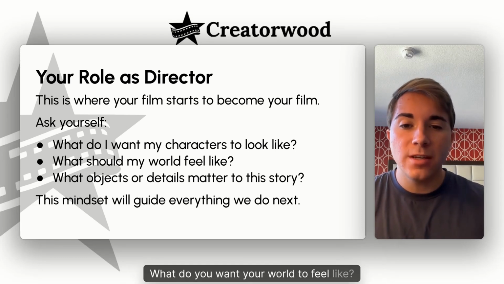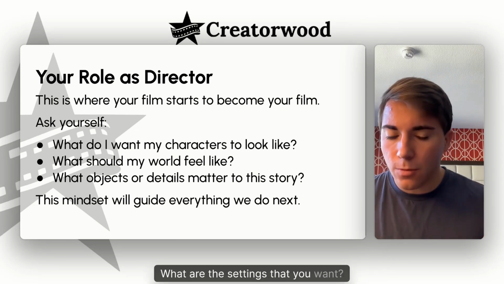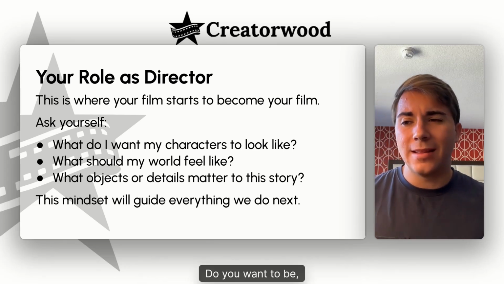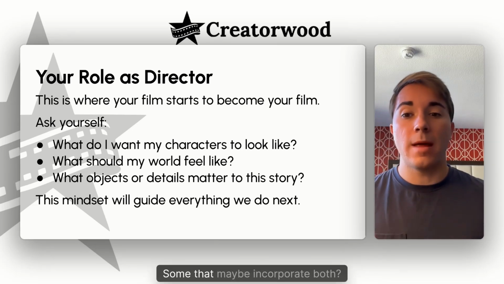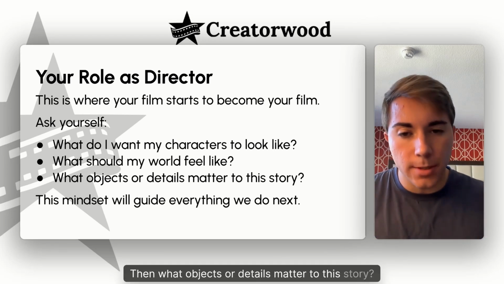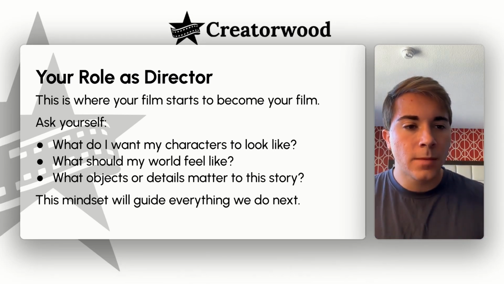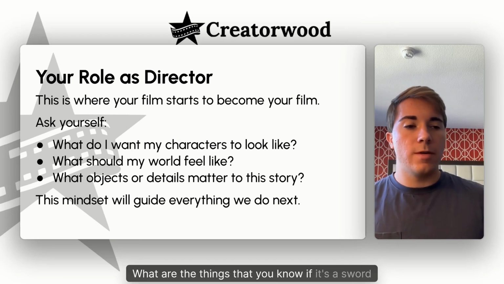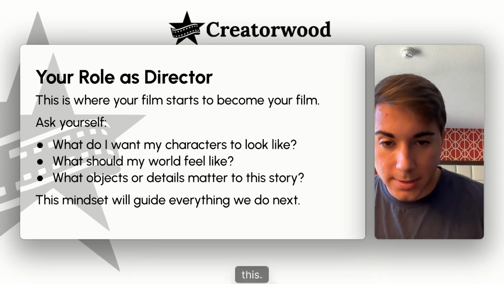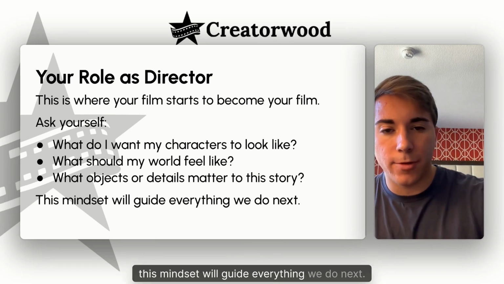What do you want your world to feel like? What are the settings that you want? And what is the tone of those settings? Dark settings? Do you want it to be light and happy settings? Some that maybe incorporate both. And then what objects or details matter to this story? This is also super key. If it's a sword that a character is holding, you're like, I need that sword to be consistent throughout this. So ultimately, this mindset will guide everything we do next.